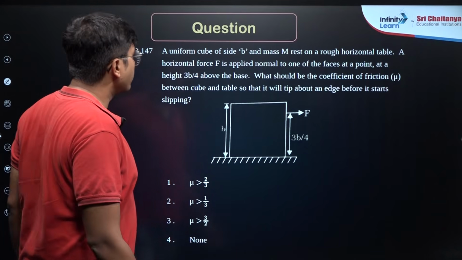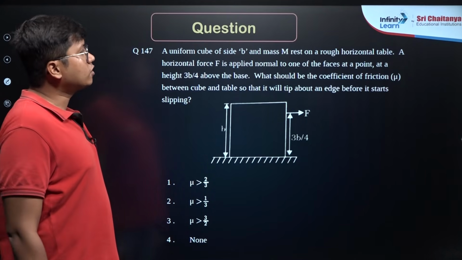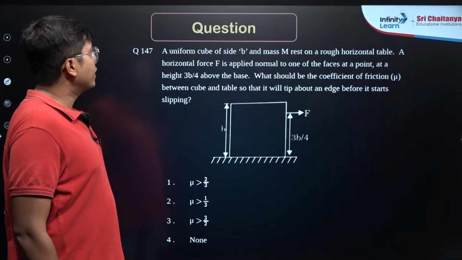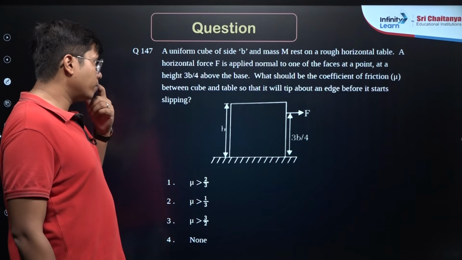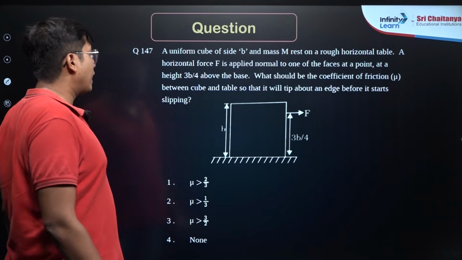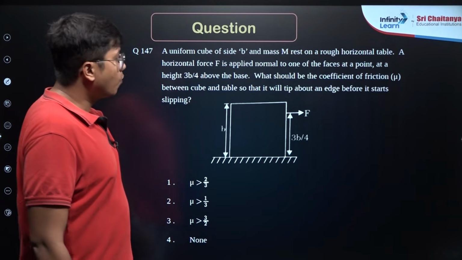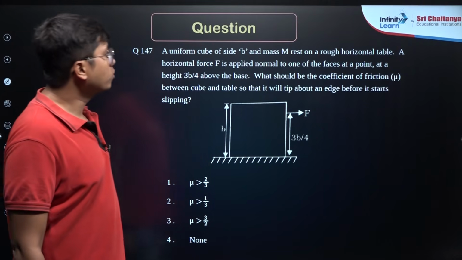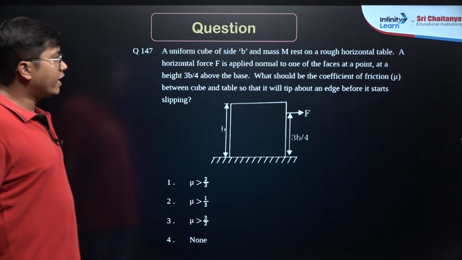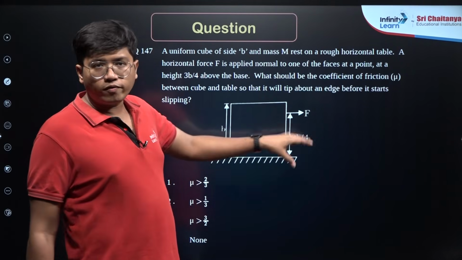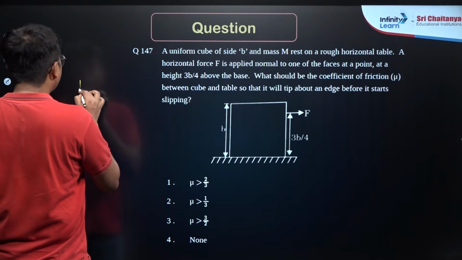This says a uniform cube of side b, mass capital M rests on a rough horizontal surface table. Horizontal force F is applied normal to one of the faces at a point at a height 3b by 4 above the base. What should be the coefficient of friction between the cube and the surface so that it will tip about the edge before it starts slipping? So I know it will start slipping when F is greater than mu mg.